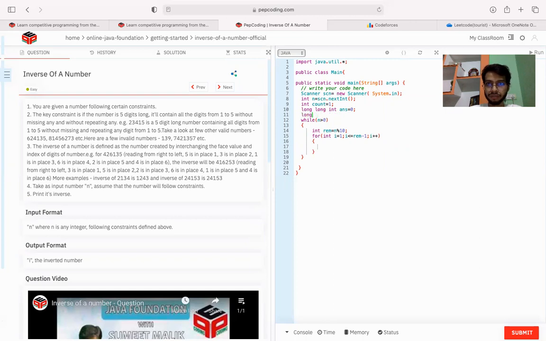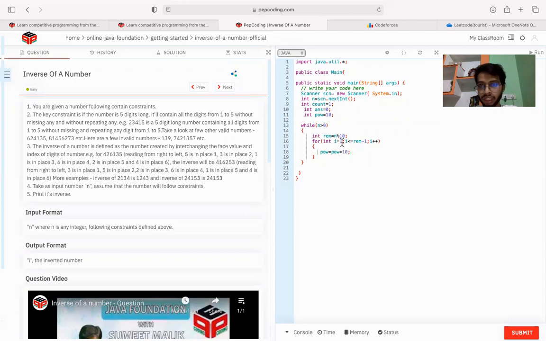Sorry, I'm going to make it like this: int power equals 10. And in this, I'm simply storing power equals power into 10. So this loop will work until I am simply multiplying it with 10.